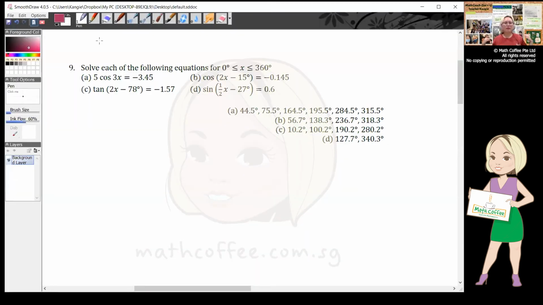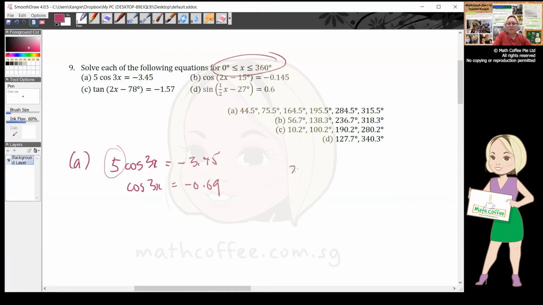Okay, question 9. Solve the following equation for that range. Okay, 9A. 5 cosine 3x equals to minus 3.45. First thing is divide by 5 first. So cosine 3x is equals to minus 3.45 divided by 5. And I get negative 0.69. So write out my answer range, which is x is between 0 and 360 degrees. My working range is 3x. So when I times 3, this one, of course, is just 0. But my 360 times 3 is 1080 degrees.